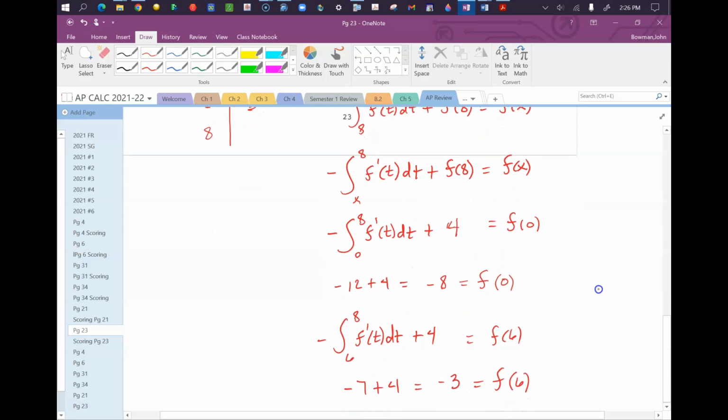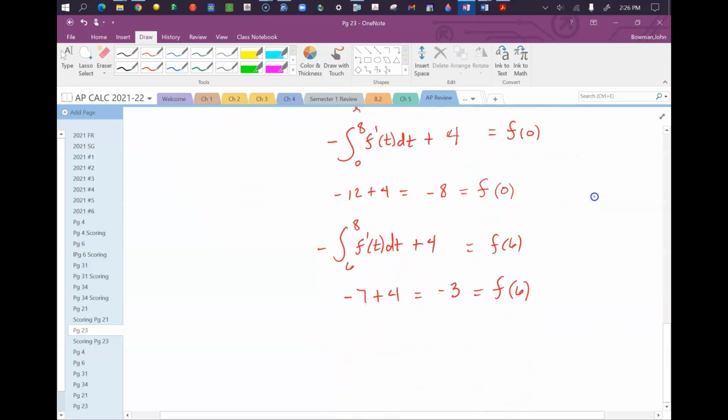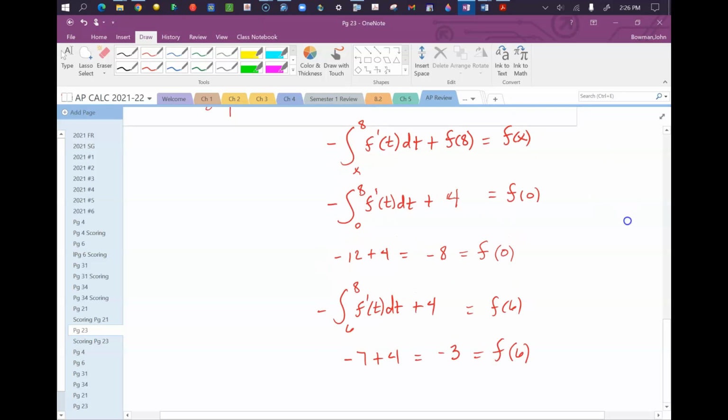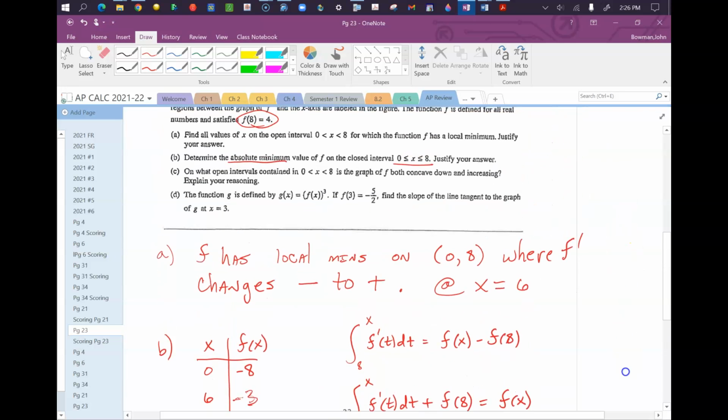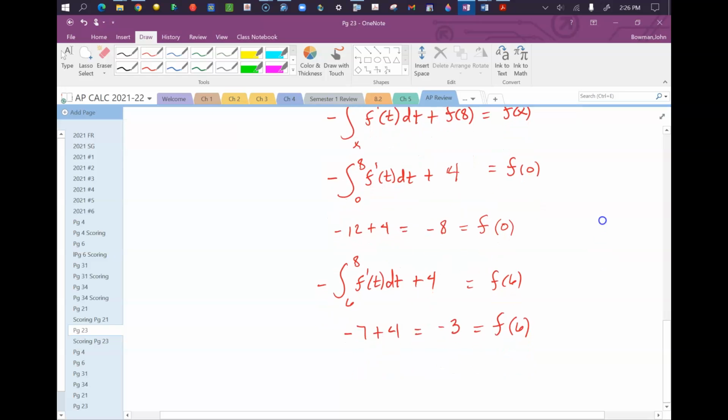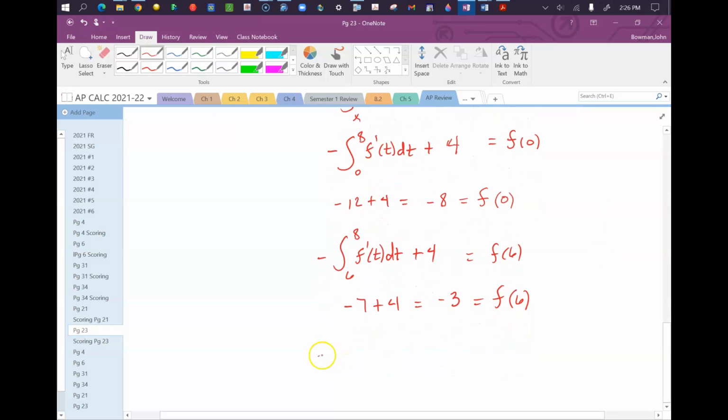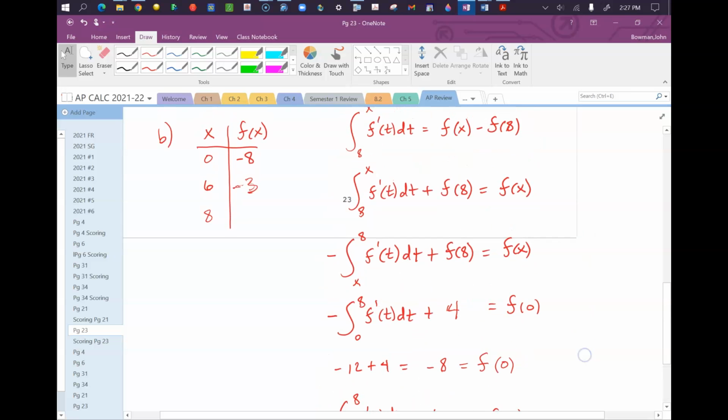And then finally, we're going to find f of 8. Well, we already know f of 8. It is positive 4. They gave that to us. If you verify it with the integral, you're going to have the integral from 8 to 8 of f prime of t dt, and then a negative in front of it, but that integral turns out to be 0, so f of 8 is equal to 4.